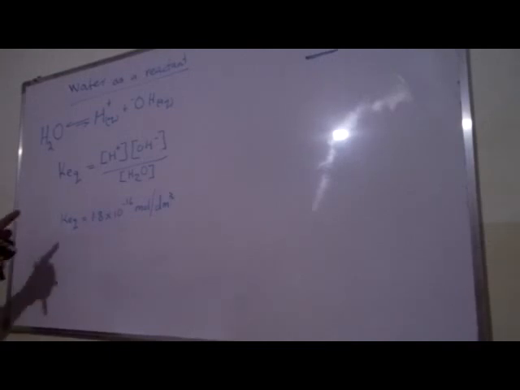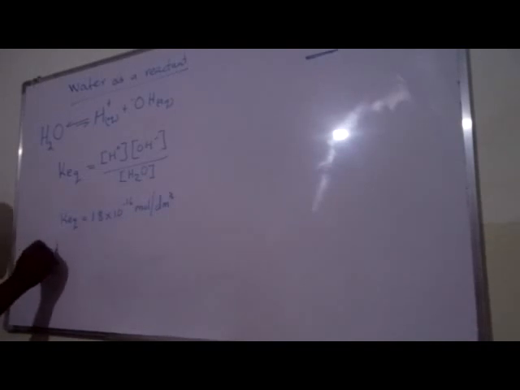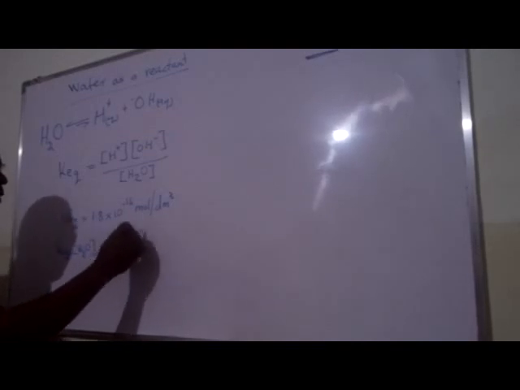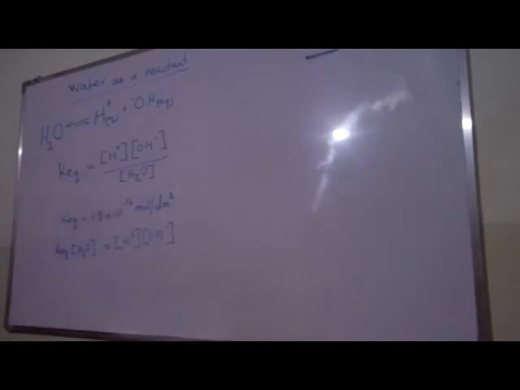Now, let's cross multiply this. If you cross multiplied, then it will be the equilibrium constant multiplied by the concentration of water. This will give you the concentration of hydrogen ions multiplied by the concentration of hydroxide ions. Before we actually insert the values, let's try to calculate the concentration of water.